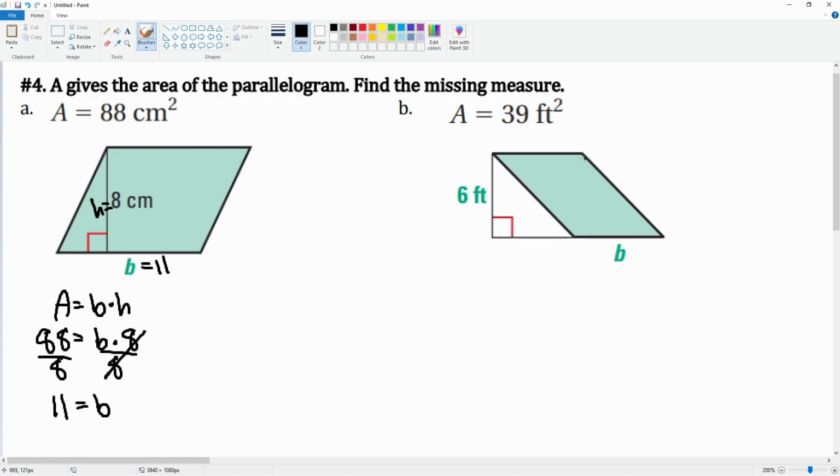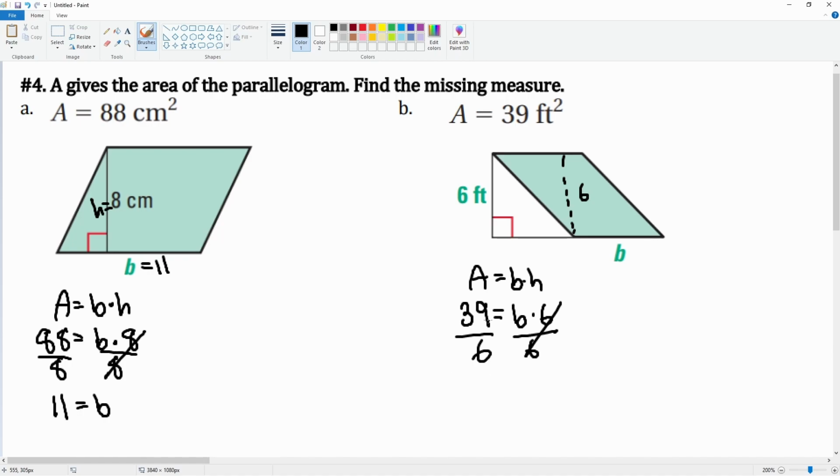Next, I have here, please understand that this height here is 6. That's what it means right there. So the area equals base times height. I know my area is 39. That is given to me. My base is my unknown. My height is 6. Divide 6 to both sides. The right hand side does cancel.